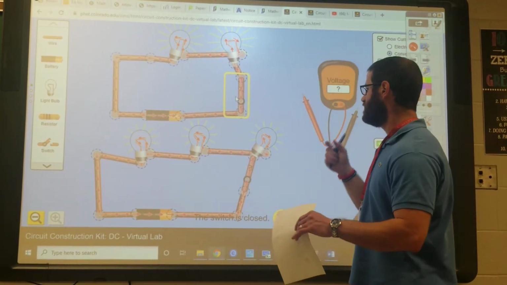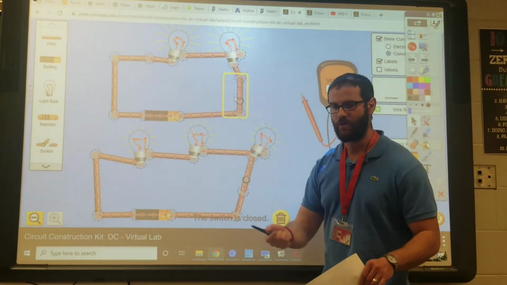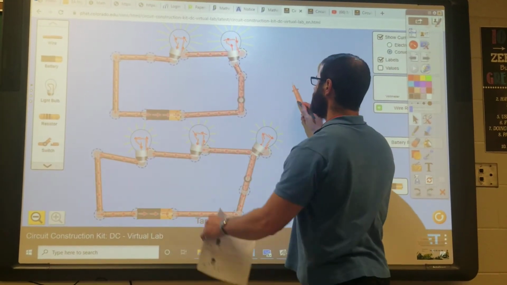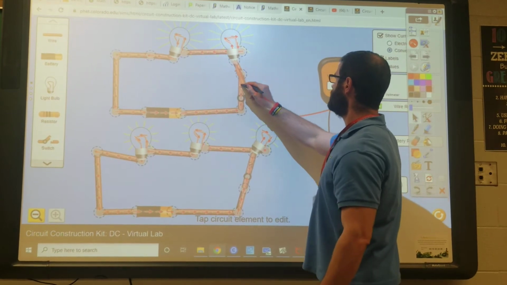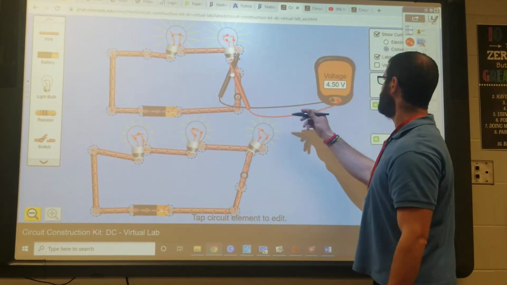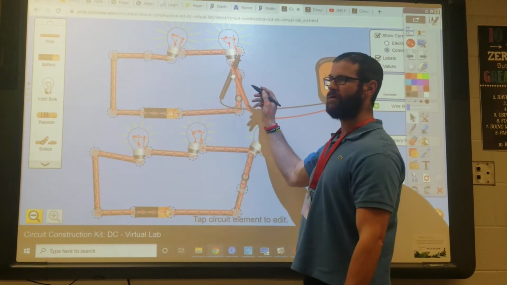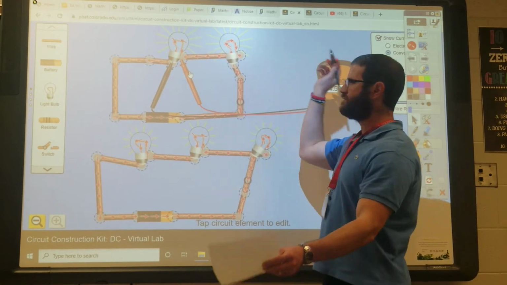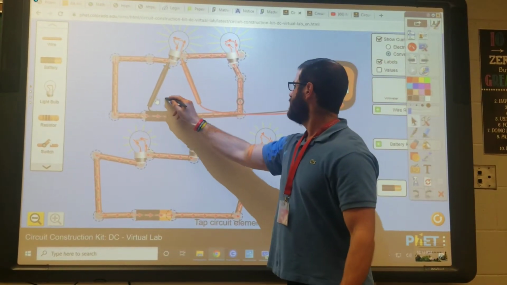And actually, remember, less current means there's less voltage across each of the bulbs. So if this is a 9-volt battery, let's go ahead and see what the voltage is across each light bulb. So there's 4.5 volts on each light bulb, right? So it makes sense, 4.5 and 4.5, that's 9, right?